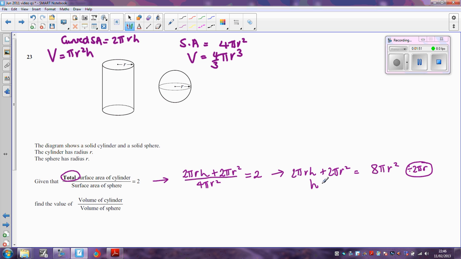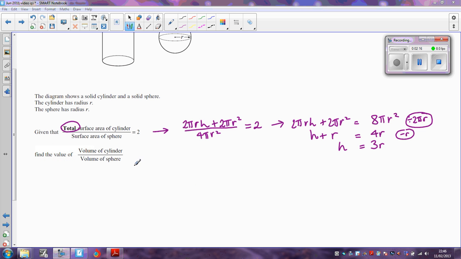First term here just becomes h. 2 pi r squared, if I divide that by 2 pi r, is just r. And the right-hand side here, if I do 8 pi r squared divided by 2 pi r, I'm left with 4r. And if I just simplify that, if I take away an r from both sides, I'm left with h is equal to 3r. There's not much else I can do with that at the moment. So let's go on to the second bit here then.